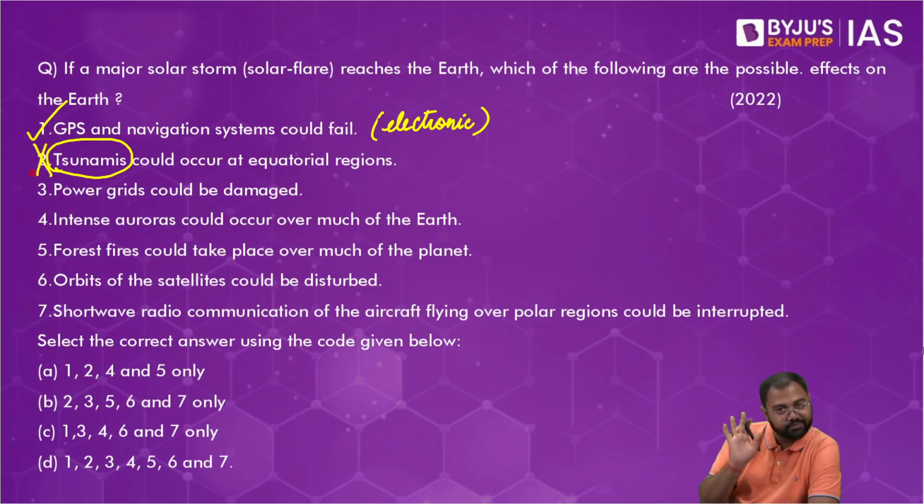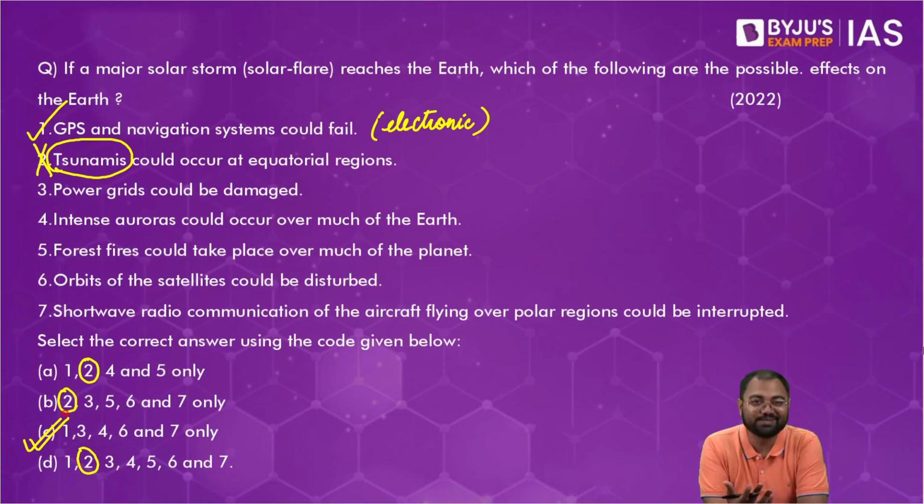So that's why we can't say that tsunamis could occur because of a solar storm. And now see that you're already done. You have two here, you have two here, you have two here. So your correct answer is C. So that's the good old days of the elimination method, which is probably not going to be of a lot of use in the coming papers.